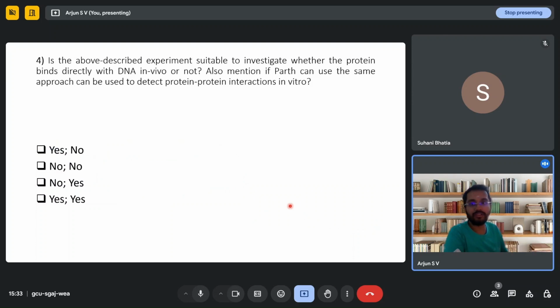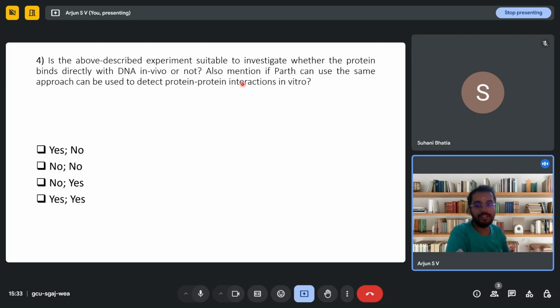So I'll go on to the next question. This is a continuation of your third question. Is the above described experiment suitable to investigate whether the protein binds directly with DNA in vivo or not? Also mention if the same approach can be used to detect protein-protein interactions in vitro.